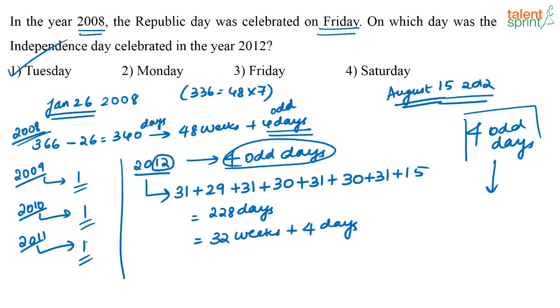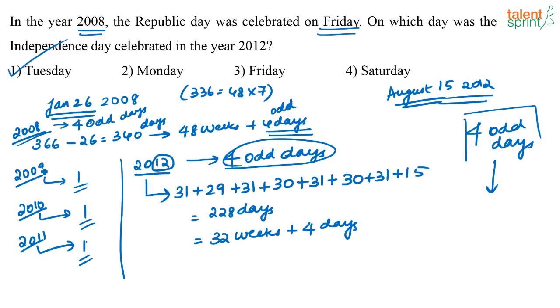You check what is the closest multiple of 7 near 340. It is 336, so 336 weeks is complete. So which are the odd days remaining? 336 plus 4, so these 4 odd days are the extra ones. So in the year 2008, after January 26th, there are 4 odd days.